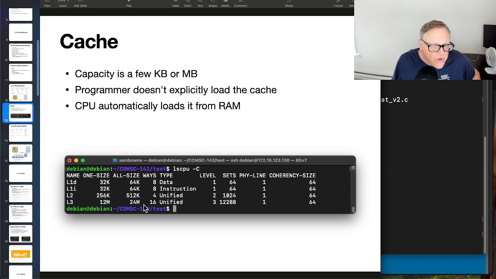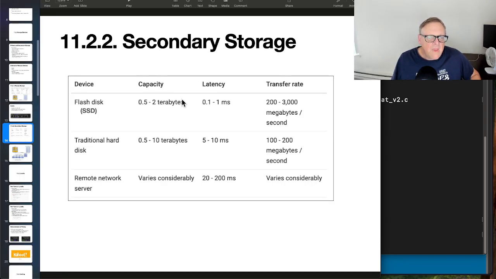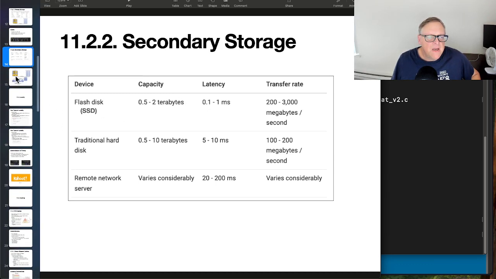Here was, I think, my old Intel machine's cache, and my new one has somewhat different amounts. But anyway, you can see there's level 1, D and I. I'm not quite sure what the difference is, 32K each. Then level 2 has 256K, and level 3 has 12 meg. So there's various caches available. All right. And then secondary storage: flash disk, hard disk, and remote server. The flash disk is by far the fastest, also more expensive, and it uses less power. And of course, almost everything is using SSDs now, phones and portable machines like the MacBook Air and everything.